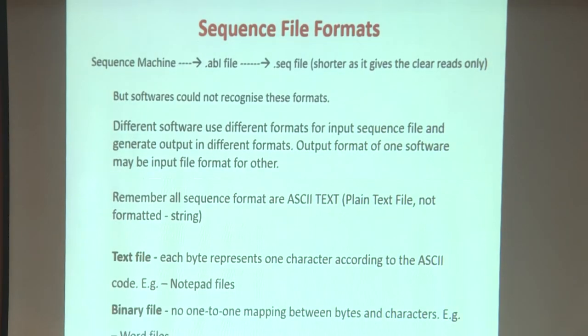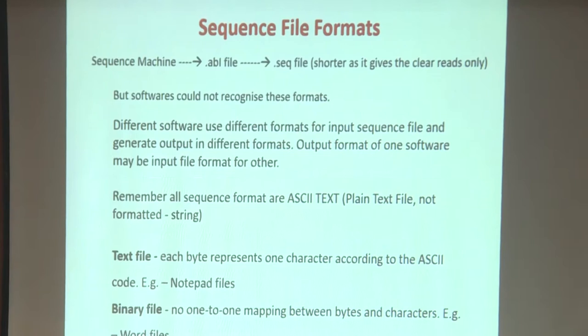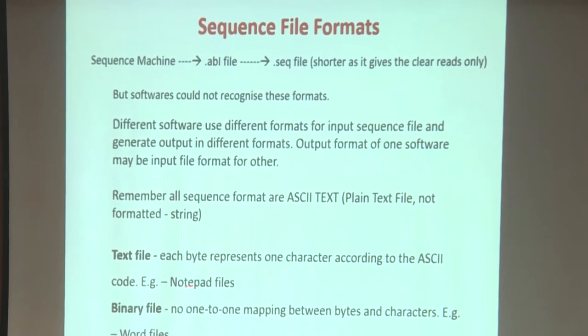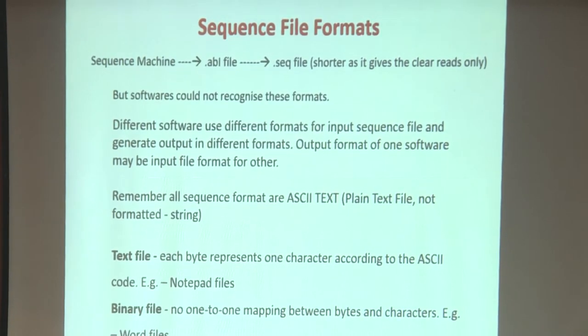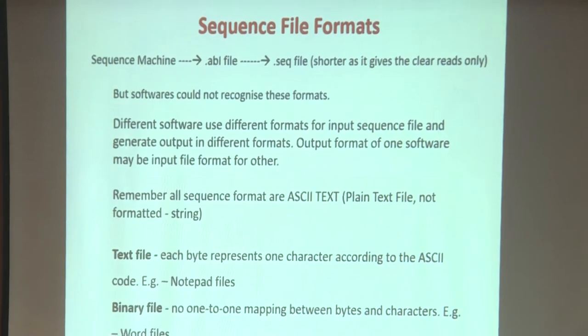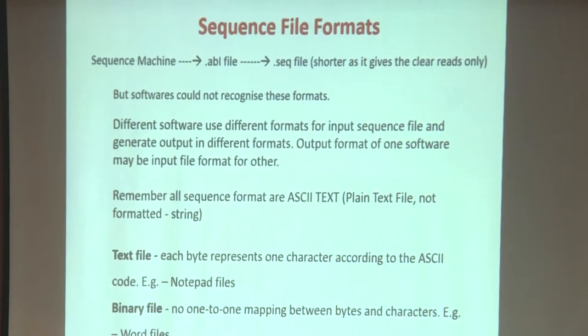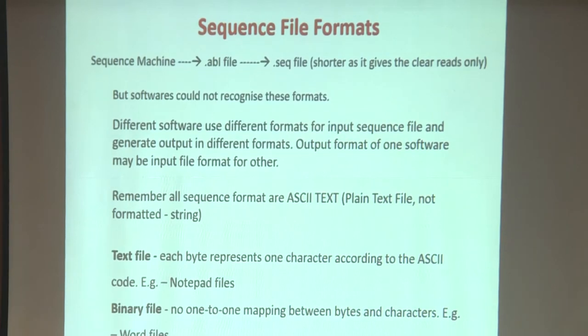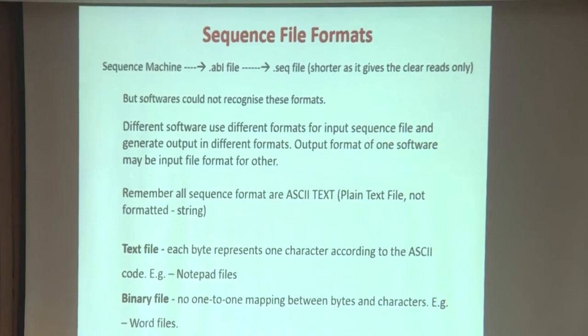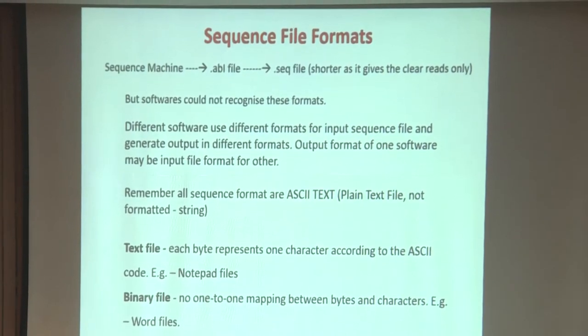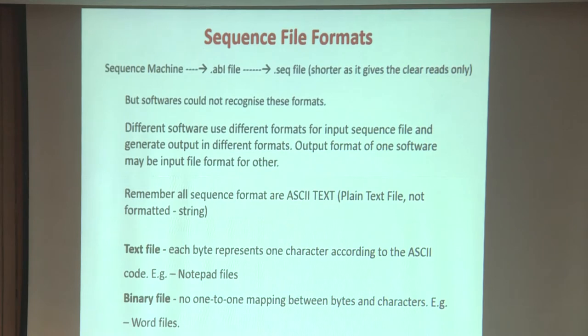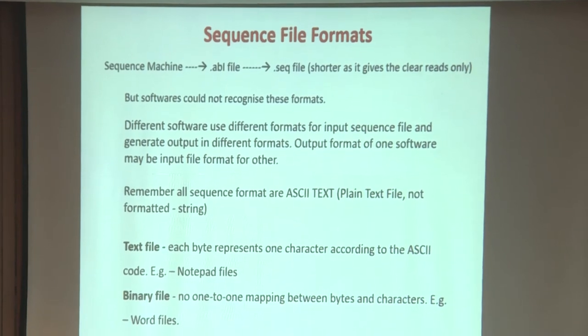But the computer recognizes, for majority of the programs we are using, binary files. In case of binary files, this relation doesn't hold true. That means one character, one byte, doesn't hold true for a binary file. In a binary file, two or three characters may constitute one byte. So one byte per character is only for the text file, but for the binary file, many characters may represent one byte.